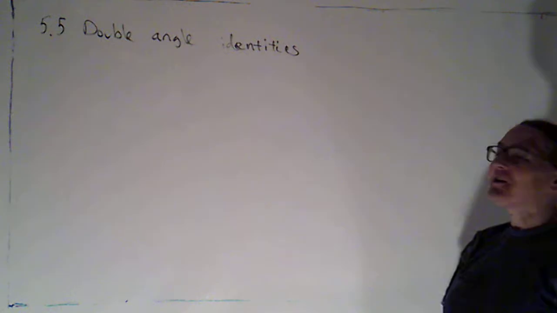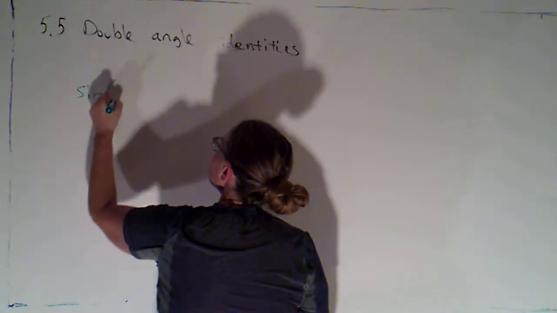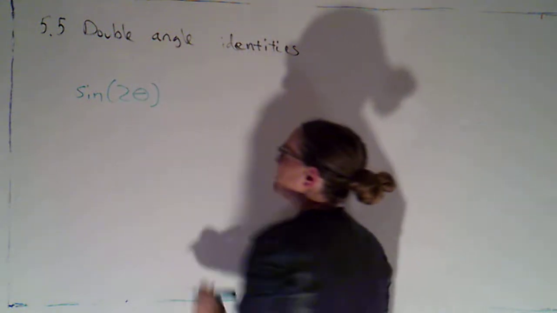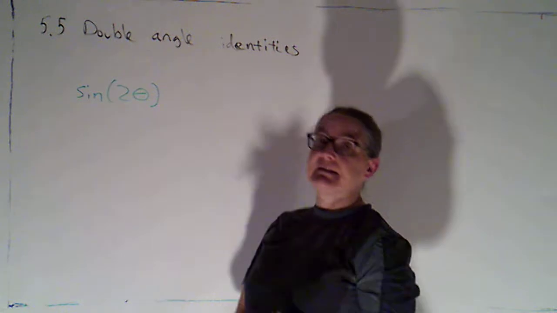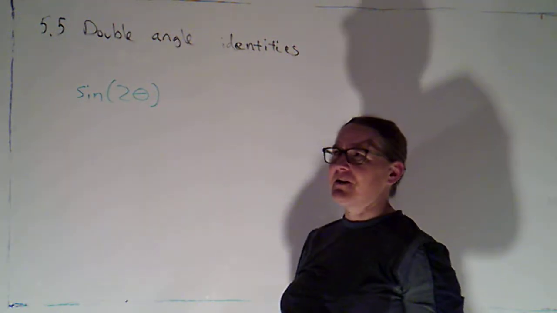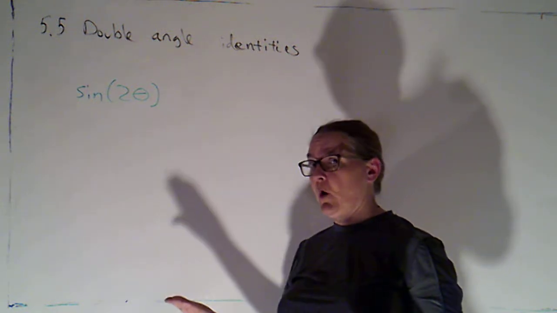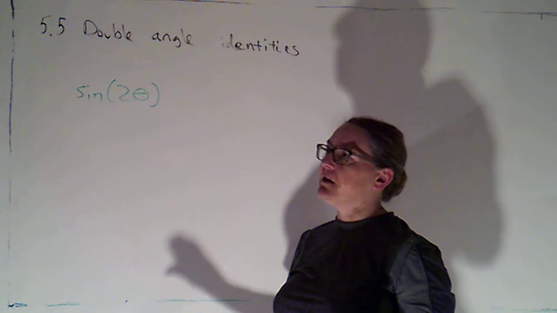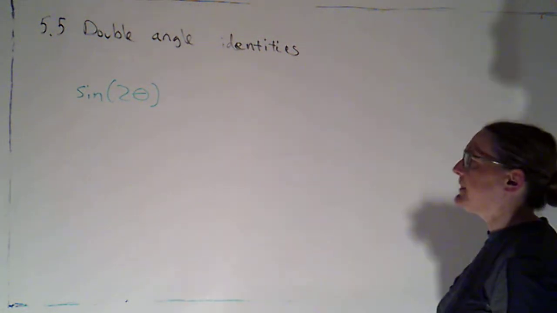Okay, so what are the double angle identities? Well, let's suppose I want to evaluate sine of 2 theta. So I'm going to double my angle and then plug that into sine. Now I know that doesn't just double the sine, because if I take a quick look at an example, sine of pi over 2 would be 1. If I double pi over 2, I get pi, and sine of pi is 0. Okay, so I want to see what this does.